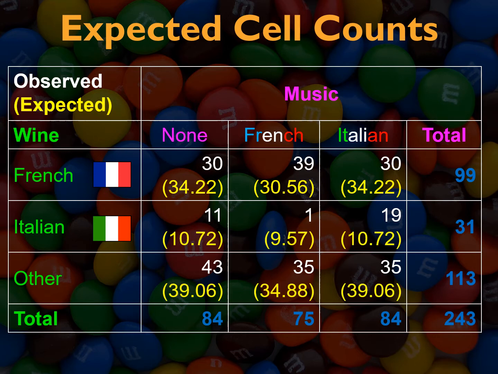So here's the completed table with all the expected counts. Notice each row's expected counts will add up to the total for each row, and the same for the columns.